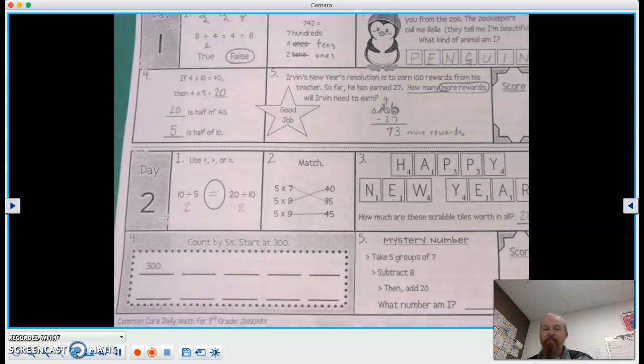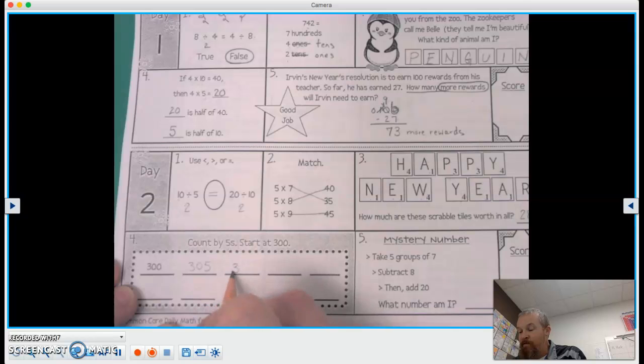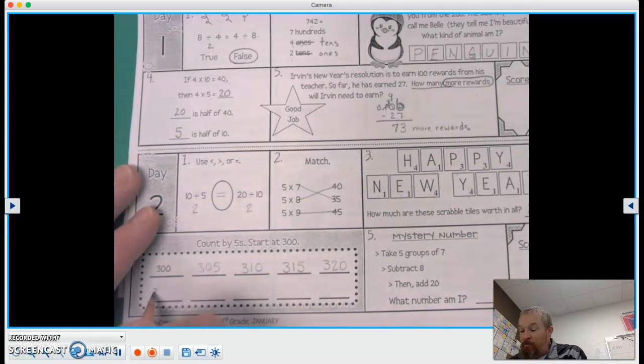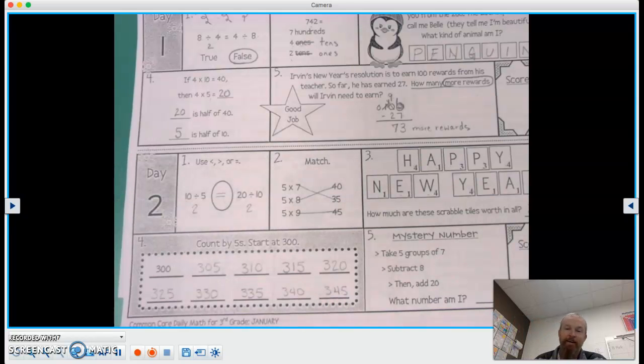All right, count by 5s. Start at 300. 305, 310, 315, 320. Again, just keep going by 5s here. 325, 330, 335, and 340. 345. All right, there we go.